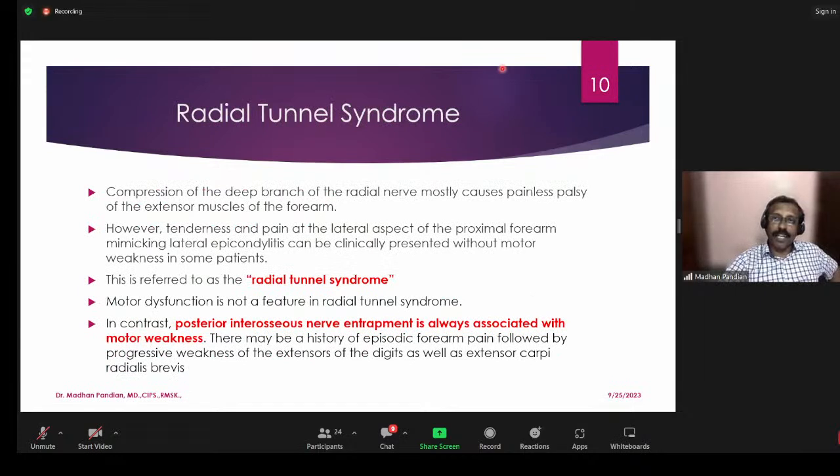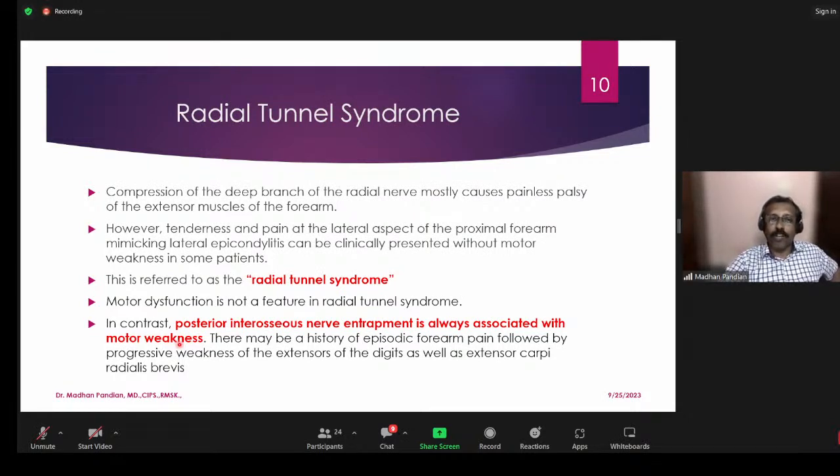Again, the difference between radial tunnel syndrome and posterior interosseous nerve entrapment is very important to recognize and then treat. Compression of the deep branch of the radial nerve mostly causes a painless palsy of the extensor muscles, whereas posterior interosseous nerve entrapment is always associated with motor weakness. So if there is a finger drop, this is a posterior interosseous nerve entrapment.